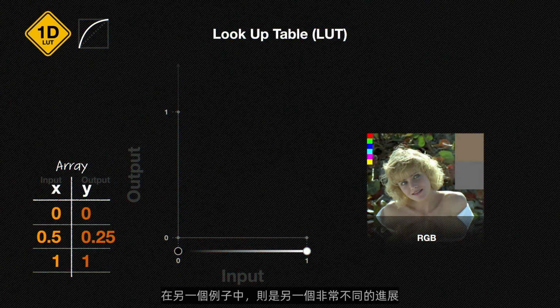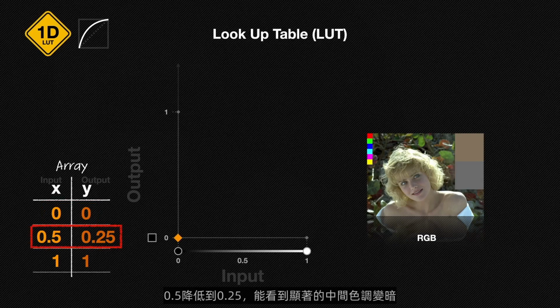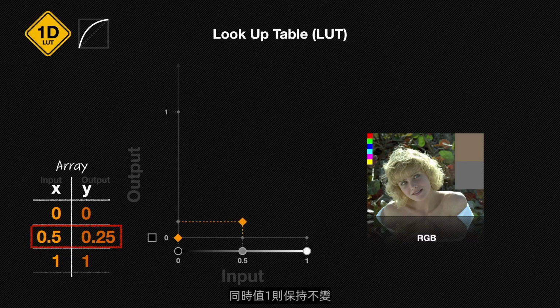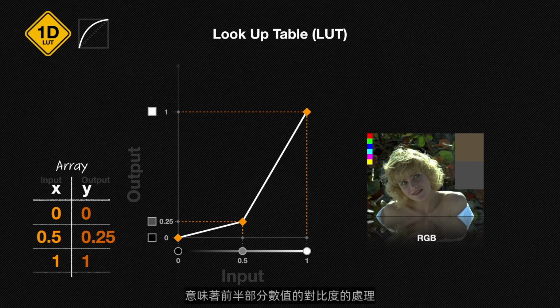In this other example, we have a very different progression. 0 remains unchanged, 0.5 goes up to 0.25, visibly darker midtones, and value 1 remains unchanged as well. Look, if we interpolate the results, our line appears to be broken, not a continuous straight line. It means the progression of contrast in the first half of values is different from the progression of contrast in the second half of the output.